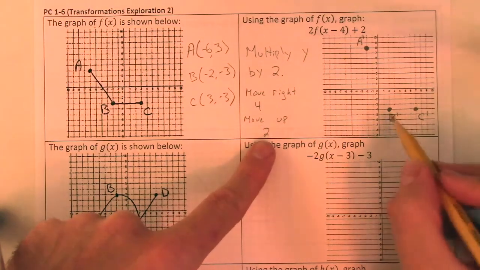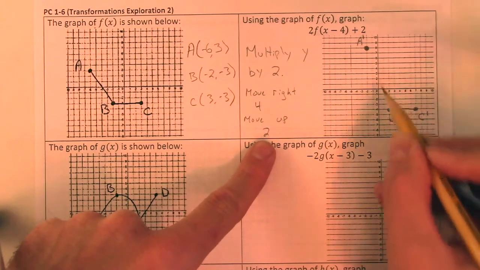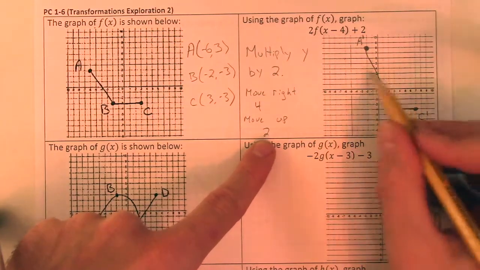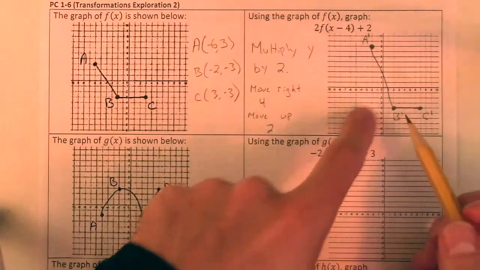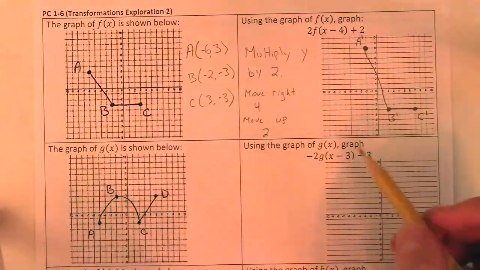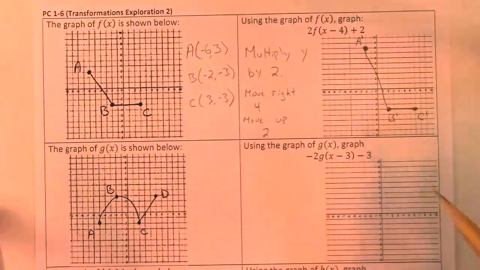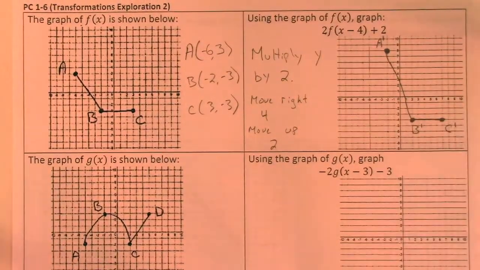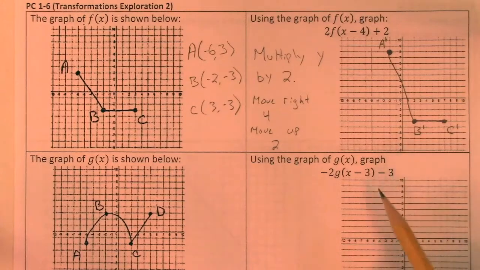Last thing you need to do is just connect the dots in the order that they were connected before. So from A to B, from B to C, and there's your transformed graph from the original. You can kind of see how it's stretched vertically, not so much horizontally, although sometimes it's hard to tell if it's a vertical stretch or a horizontal stretch, just visually.